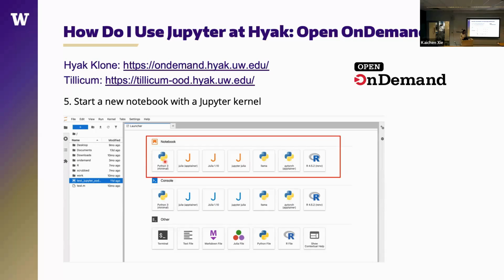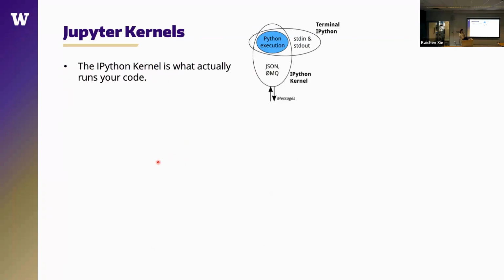By default, it will just start the new Jupyter notebook with the system minimum Python kernel. So I want to talk a little bit more about the Jupyter kernels. The full name is the IPython kernel. IPyKernel is a separate process which is responsible for running your code.